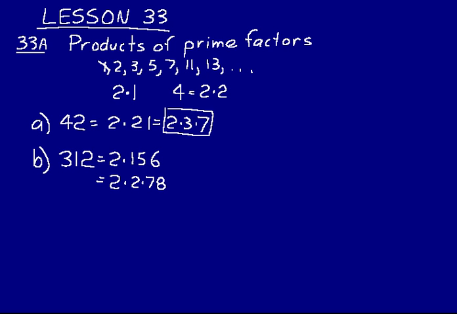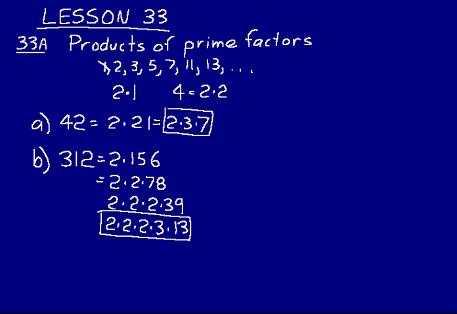Now 78, we have another even number there, and so we'd say 2 times 2 times 2 times 39, because 2 times 39 is 78. Now we have an odd number there at the end, so let's think about this. If we add up the digits 3 and 9, that's 12. 12 is divisible by 3, so 39 is divisible by 3, and that would be 3 times 13. So we have 2 times 2 times 2 times 3 times 13. And 13 is a prime number, so we're done with that problem. There's our product of prime factors.